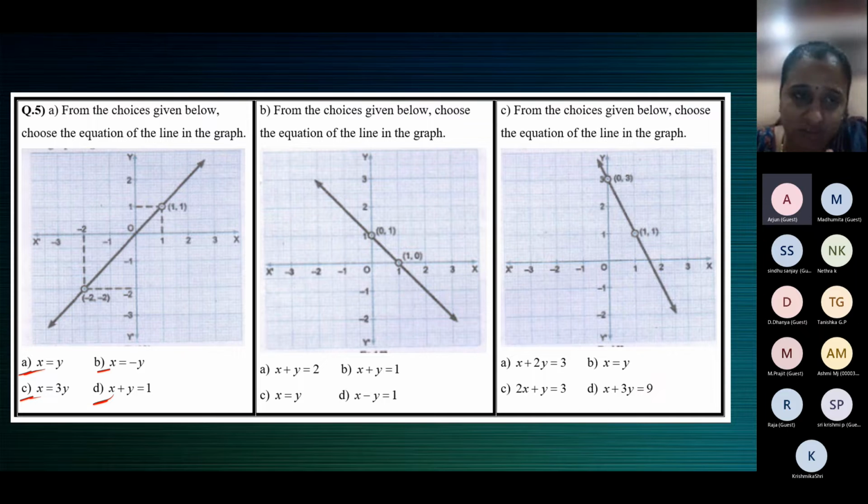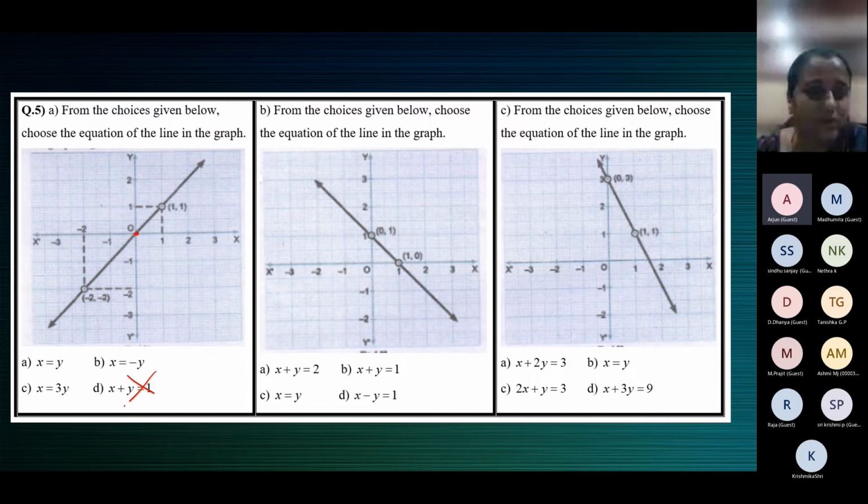On the graph paper, you can see a line. That line is given by an equation. Now there are 4 equations given. One of the 4 options is the equation for this line. Which one will you have to choose? All right. The first thing is the graph of the line passes through the origin. That means the value of c is 0.